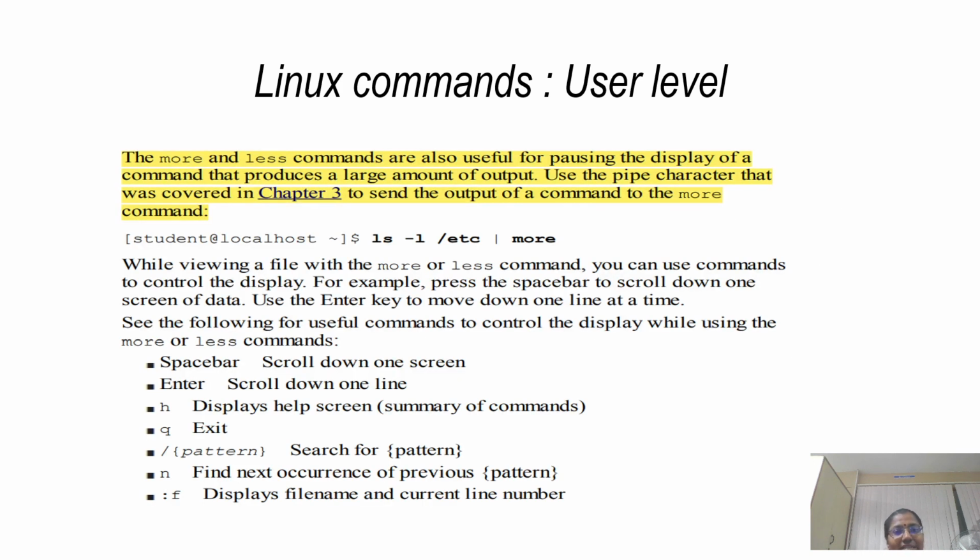The more or less commands are also useful for pausing the display of a command that produces a large amount of output. So ls -l /etc will be piped to more. Under the etc directory there may be some 200 lines, so you can view them page by page. These are some of the options along with this command.